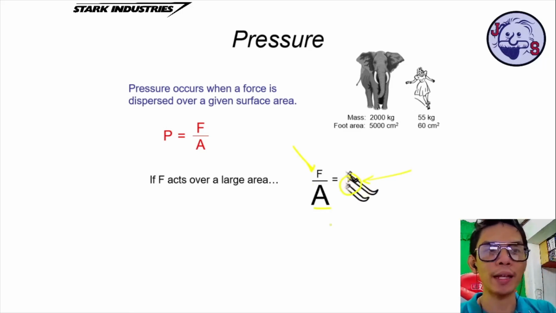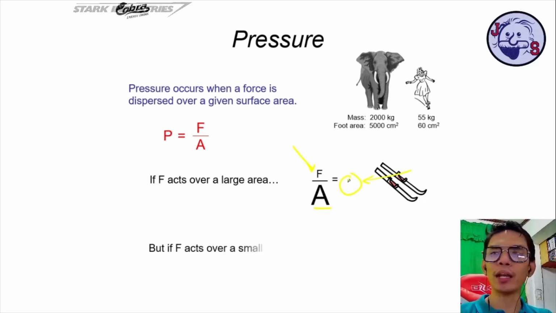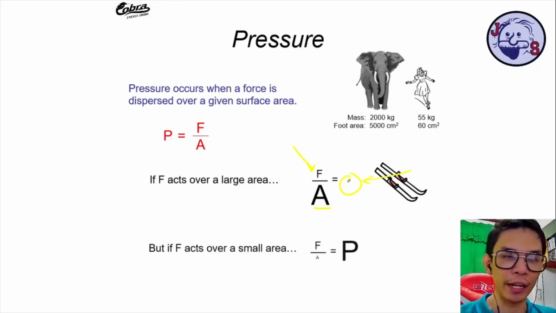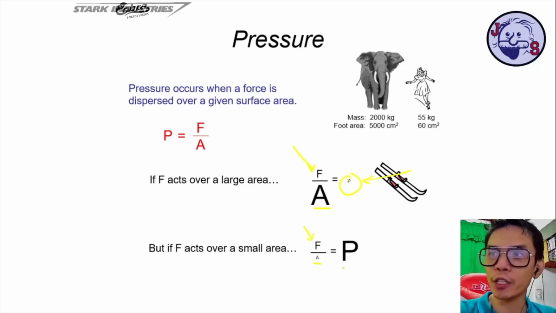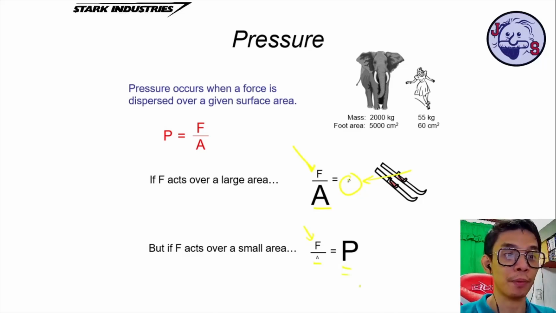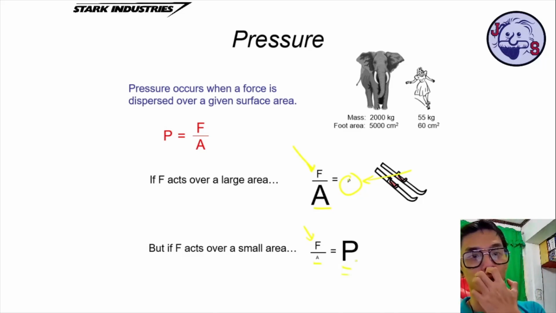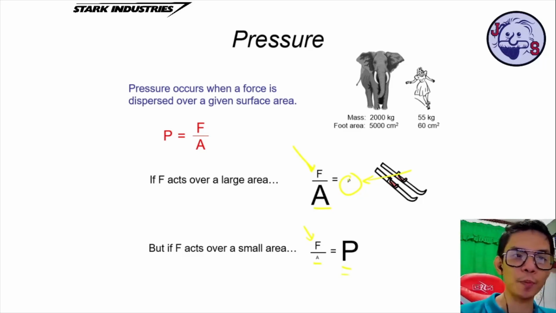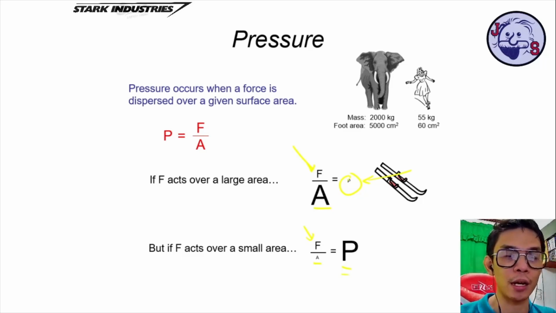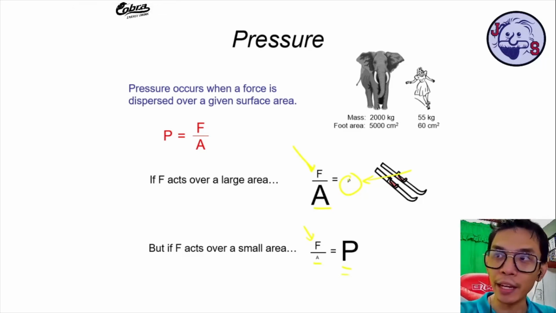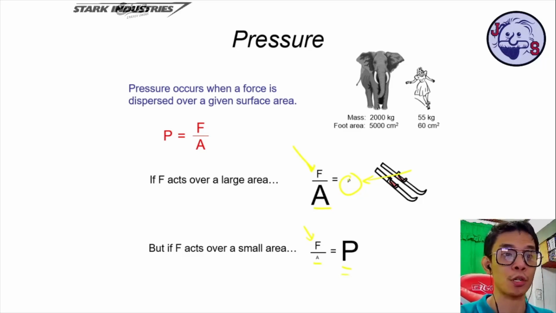Meanwhile, if the force is greater but the area is smaller, then therefore the pressure is greater. So technically speaking, the force and the pressure are directly proportional to each other. And the area and the pressure are inversely proportional to each other.